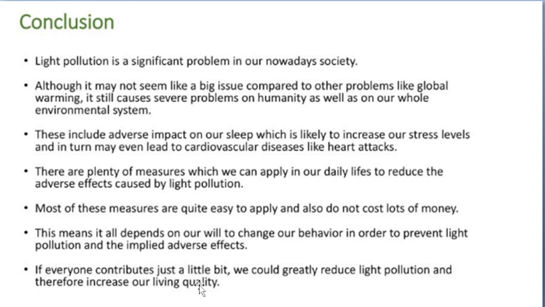So there are plenty of measures which we can apply in our daily lives to reduce the adverse effects caused by light pollution. Most of these measures are quite easy to apply and also do not cost lots of money. Okay, so this means it all depends on our will to change our behavior in order to prevent light pollution and the implied adverse effects. Okay, so if everyone contributes just a little bit, we could greatly reduce light pollution and therefore increase our living quality.